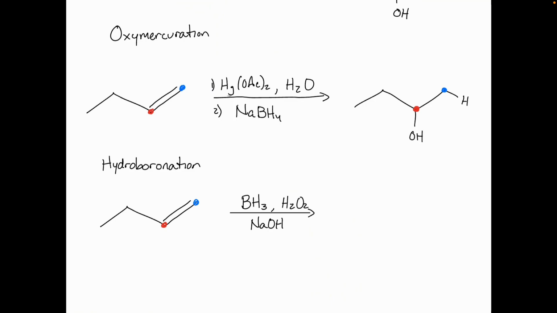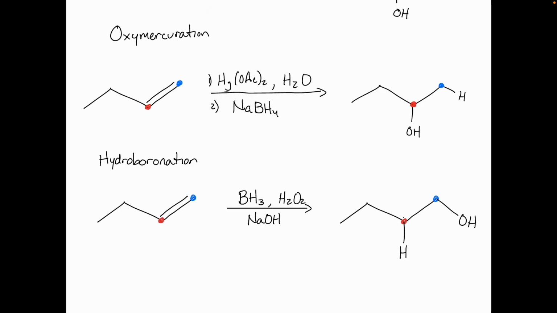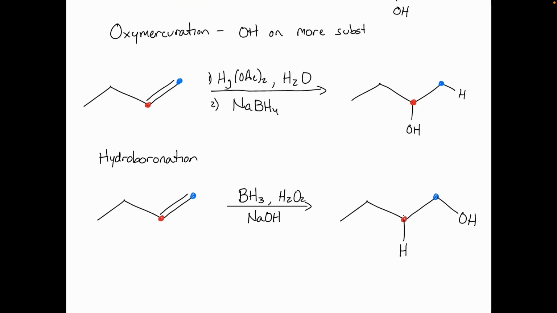All right, so here we also have a hydration product, so we're also adding H to one side and OH to the other. But I want everybody to take a second and try to spy the difference between these two reactions. Both of them put an OH on one side, an H on the other side, but they do give us different products here. That's what our hydroboration is doing for us as opposed to our oxymercuration. Oxymercuration, OH on the more substituted carbon. Hydroboration, the OH on the less substituted carbon.